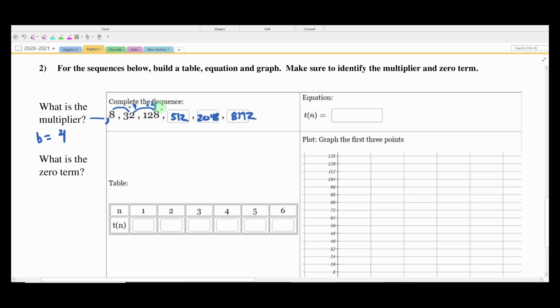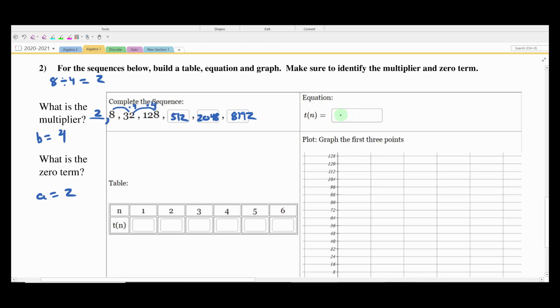So to move forward in the sequence, we were multiplying by 4. So to go backwards in the sequence, we would divide by 4, right? So if I did 8 divided by 4, we would get 2, right? So this is my 0 term. So I would say A equals 2.